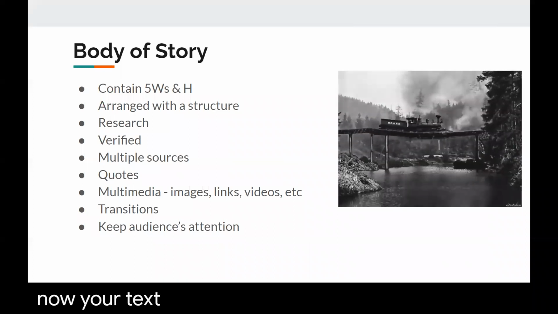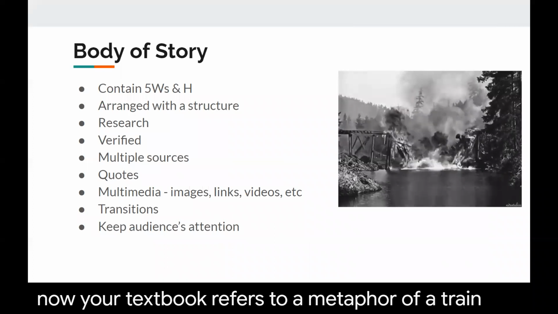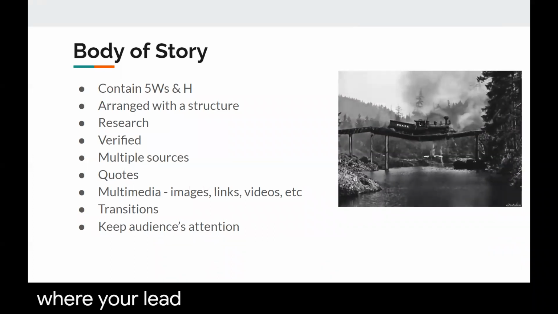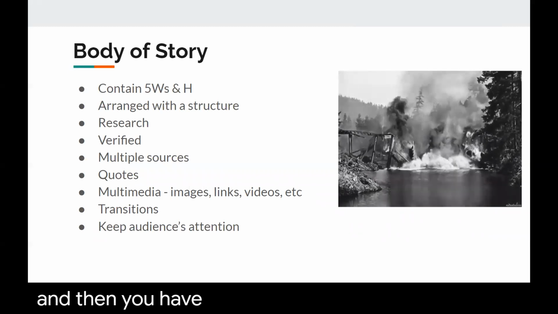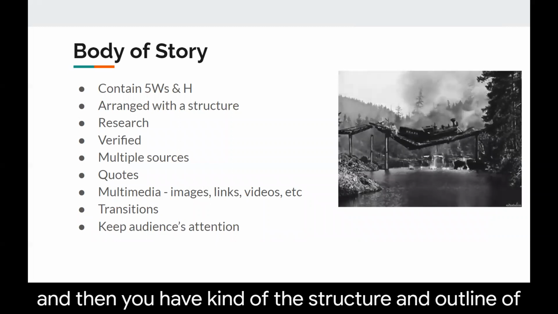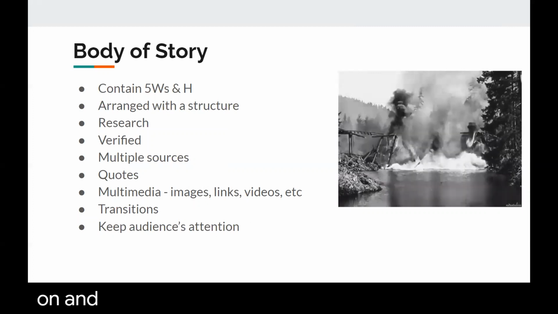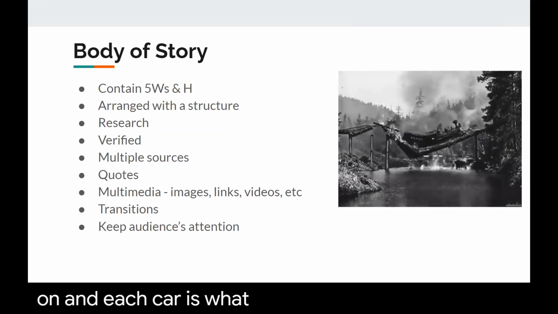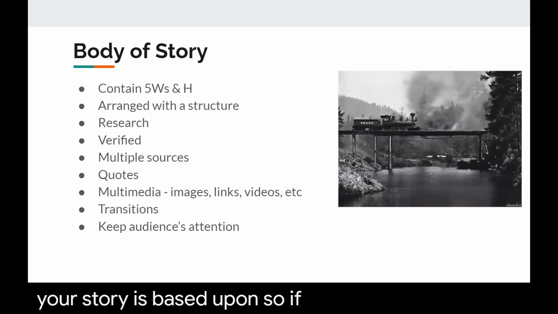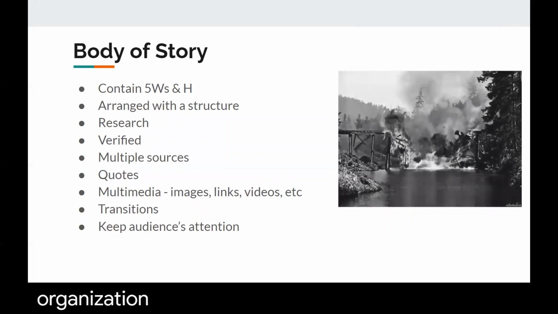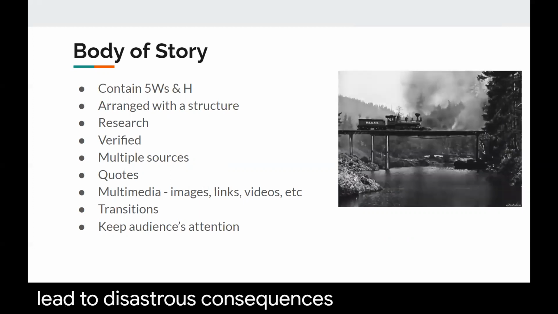Now, your textbook refers to a metaphor of a train where your lead, your central idea is kind of the tracks, and then you have kind of the structure and outline of the body becoming the tracks that the train can run on, and each car is what the information of your story is based upon. So if you do not have a good organization for the body of your story, it really can lead to disastrous consequences for your writing.